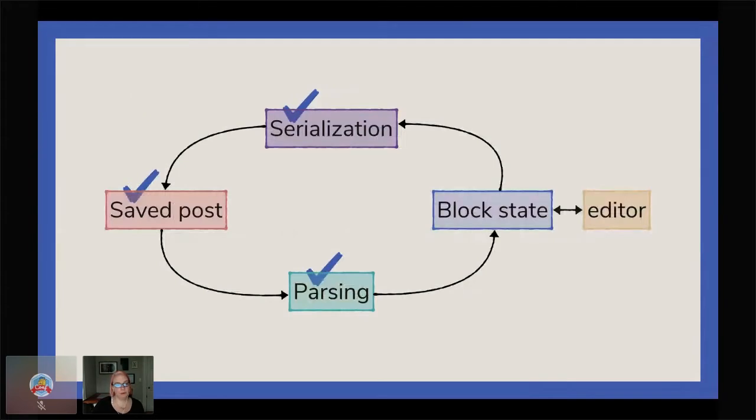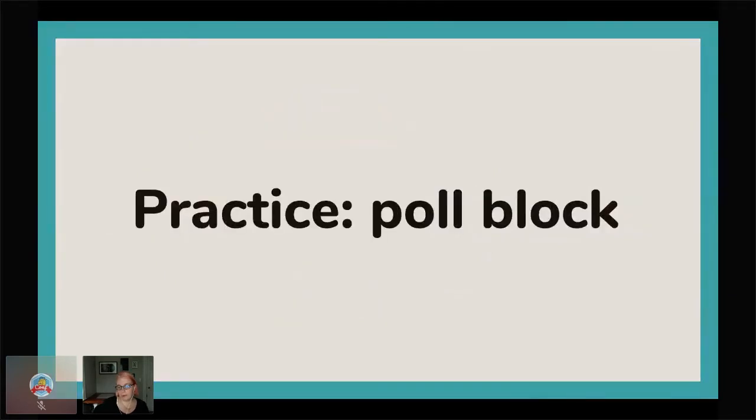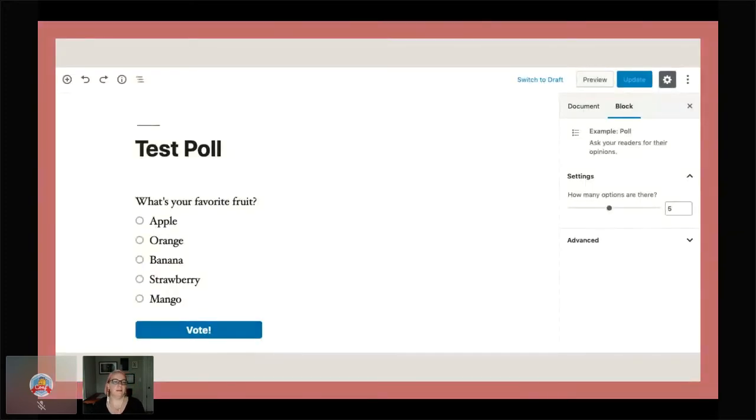So we've talked through serialization, saving the block back to the database. We've talked about pulling the data out of that HTML and saved block content into the editor. But let's actually try to put it all together by talking through a practice block. So we're going to make a poll block. This example poll will have a question, a configurable number of options, which you can then change, and then a button to vote.